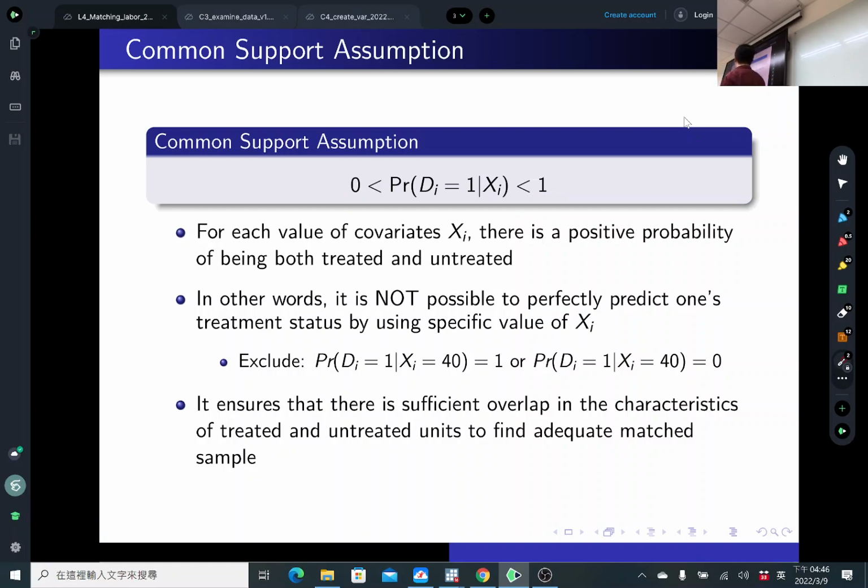This will ensure there is sufficient overlap in terms of the characteristics between the treatment group and the control group. Otherwise, we cannot create a matched sample. Any questions about this assumption?